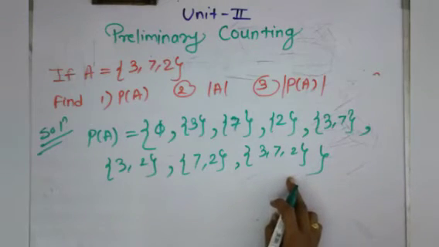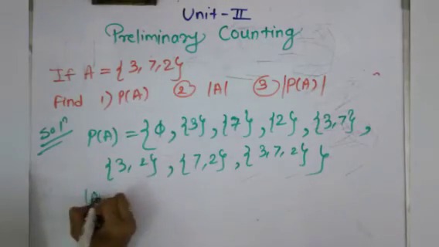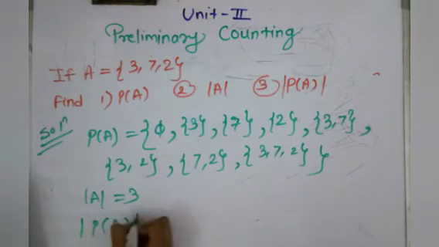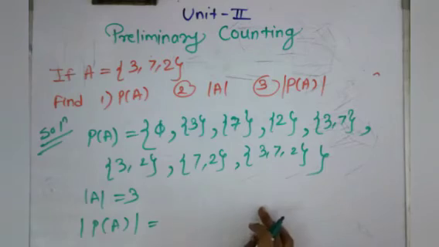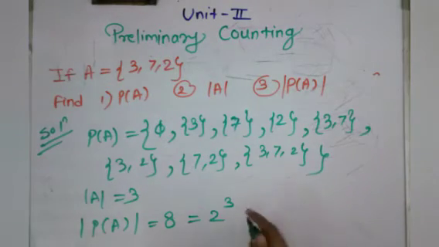So we are done. Now the cardinality of A is 3, and the cardinality of P of A, the number of elements in P of A, is 8, that is 2 raised to 3, right? In the previous remark, we know that if the cardinality of A is n, then the cardinality of P of A is 2 raised to n. So we are done solving this example.